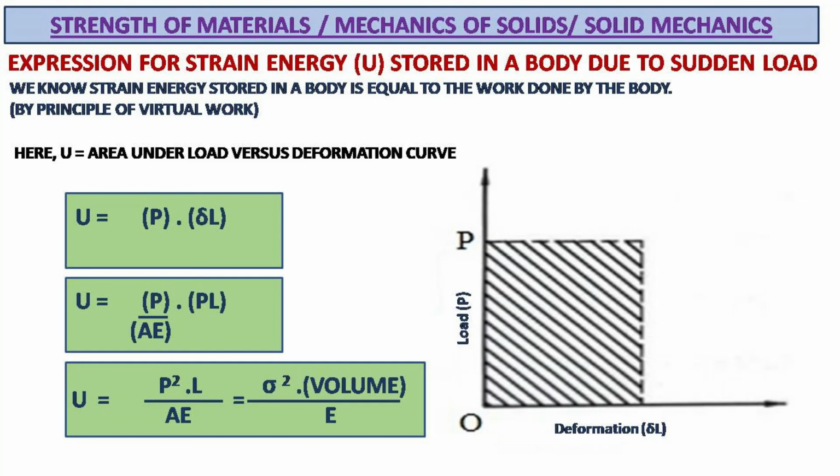Again we know, delta L is equals to P times L by AE. Substituting this value in the strain energy equation, we get strain energy stored in a body is equals to P square L by AE. Multiplying and dividing the above equation by area, A, we get strain energy equation as sigma square times volume by E.